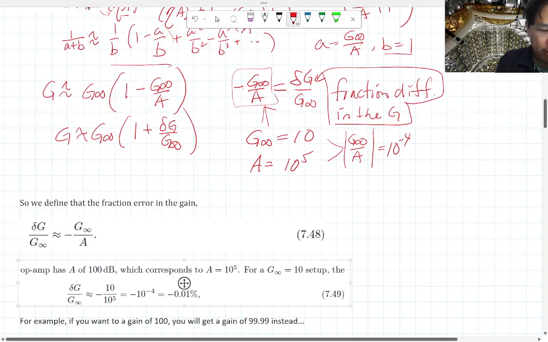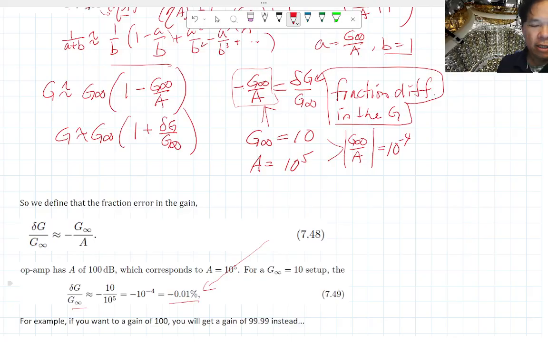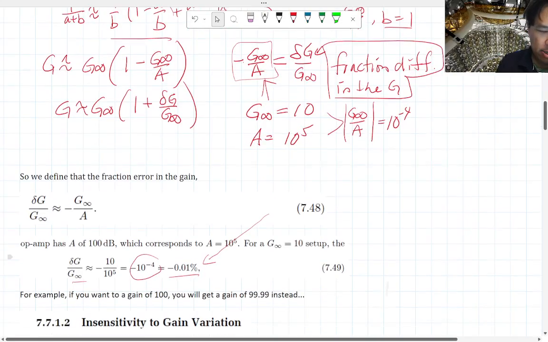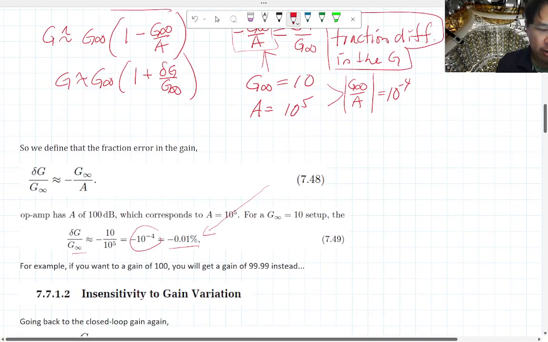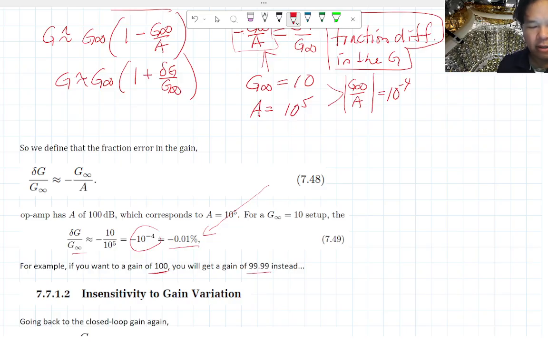So that's the definition down there. And then the book gave the same example where the fractional difference is negative 0.001%, which is 10 to the negative 4. Another example I gave: instead of giving a gain of 100 when you have a 100x gain amplifier, you're going to get 99.99 instead. That may not be a true statement.